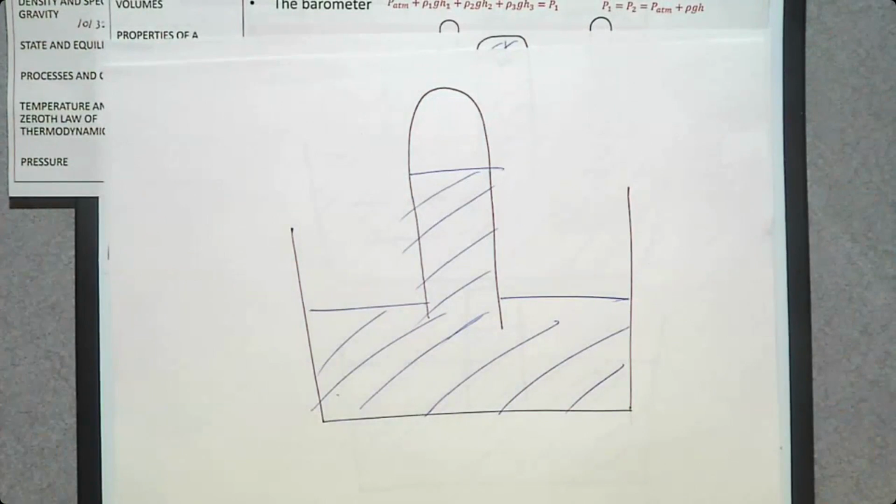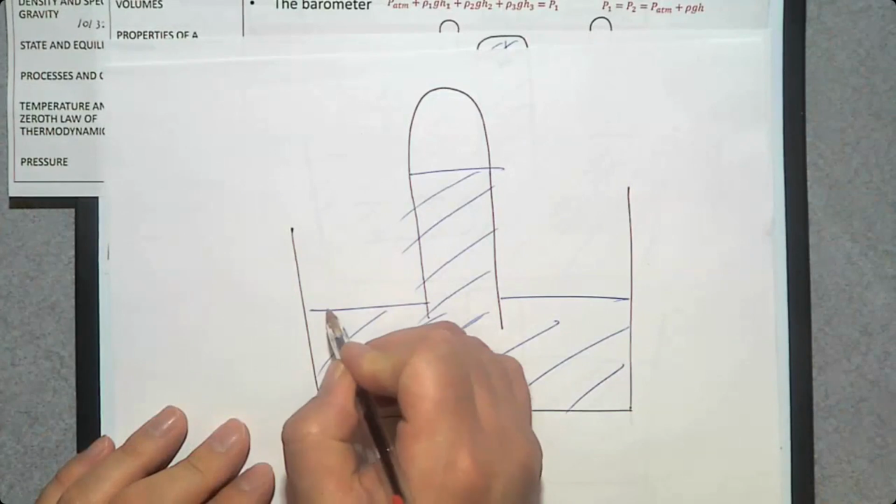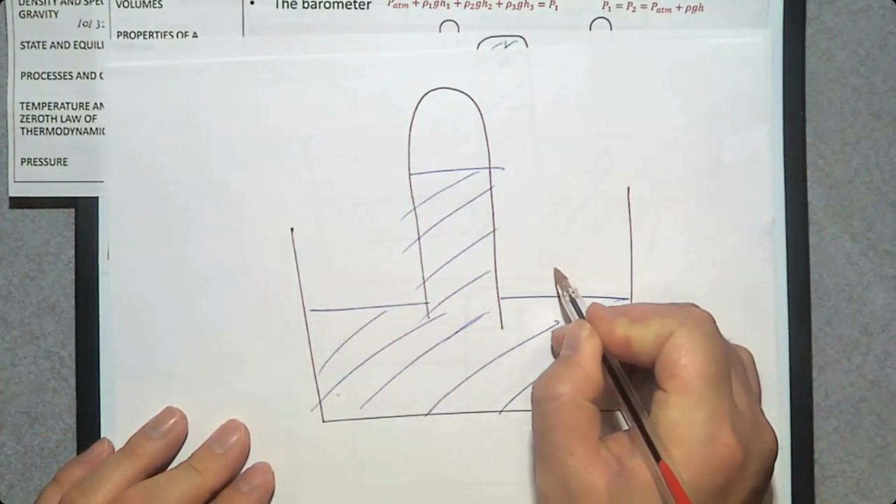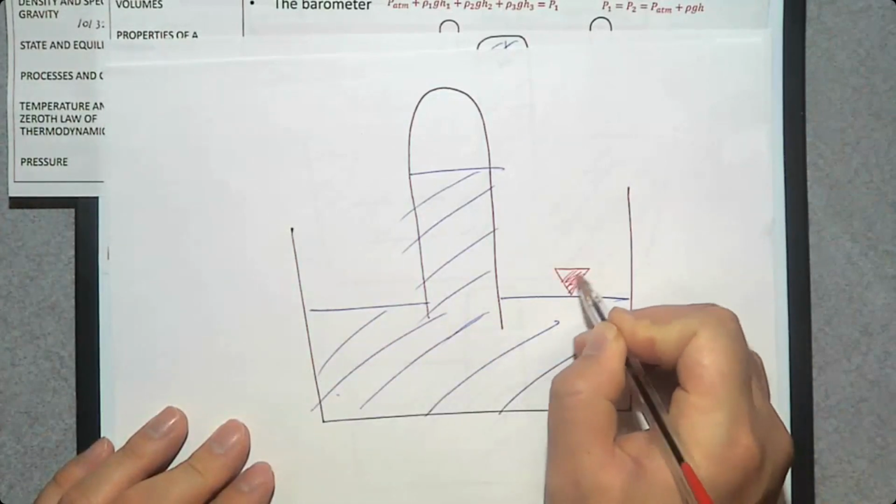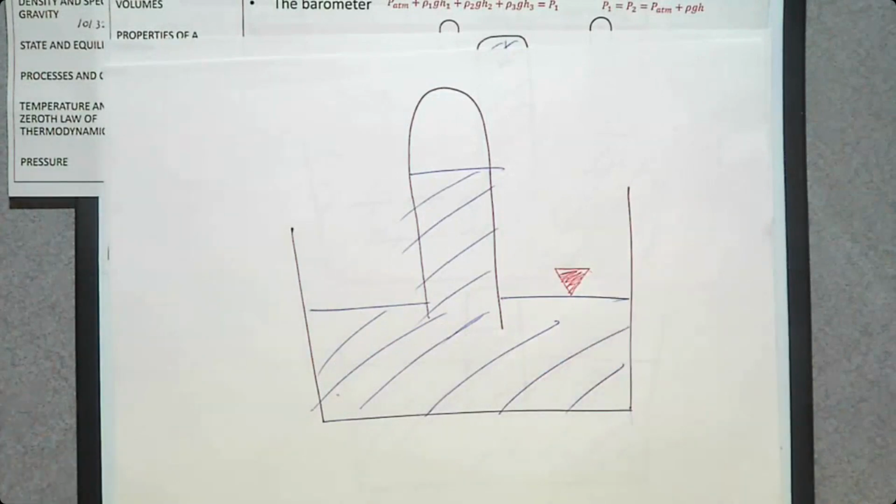Is there any pressure anywhere in this? Yes, where? This one? Yes, because this surface is open to the atmosphere. So what is the pressure at this point? I'm going to say upside down triangle. The pressure at this interface between atmosphere and water is going to be the atmospheric pressure.